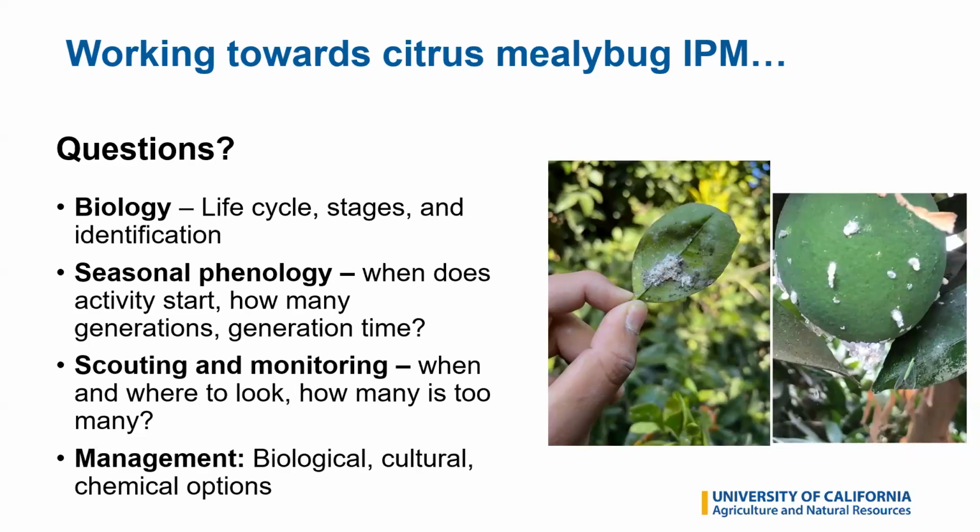First, we needed to know about the biology, life cycle, its stages, and identification, what species are present. Second, seasonal phenology. When does the activity start? And this is most important from a management perspective, because if we don't know when the pest is active, then we can't develop a good management strategy. How many generations are there? What is the generation time? How do we scout for it? When do we look for mealybugs, and where do we look for mealybugs? And how many is too many?